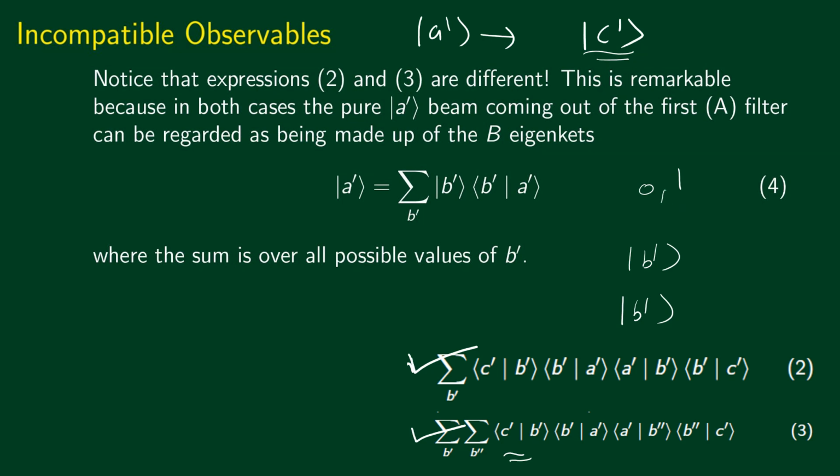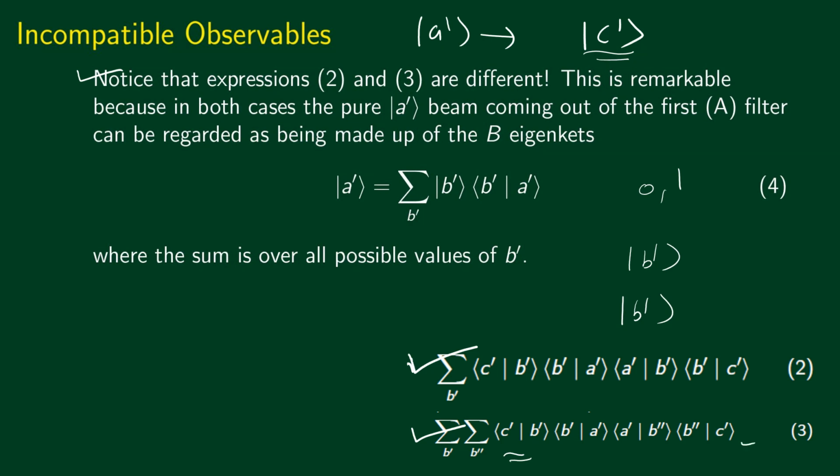All right. So the reason why we get interference phenomena, as we have discussed in the double slit experiment, is because certain probability amplitudes get cancelled. Okay, so notice that expressions 2 and 3 are different. This is 2 and this is 3.